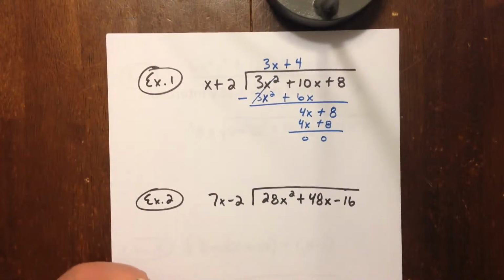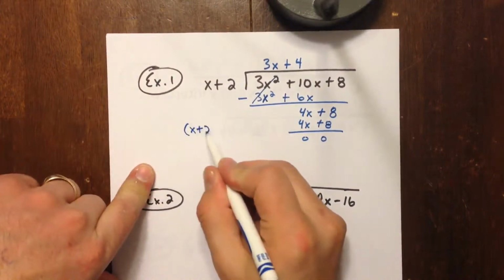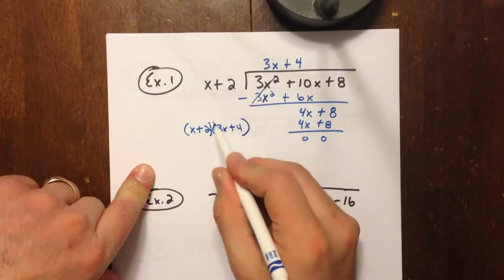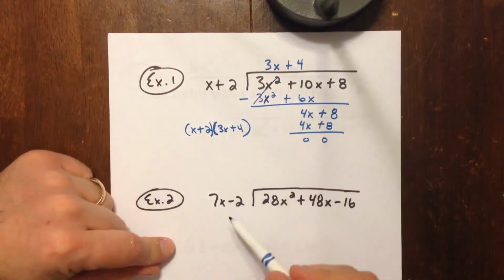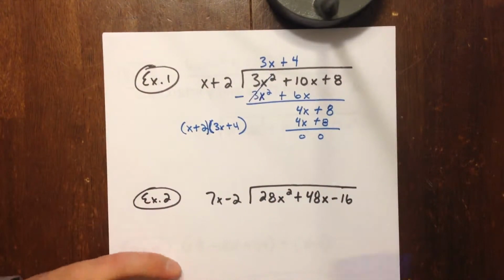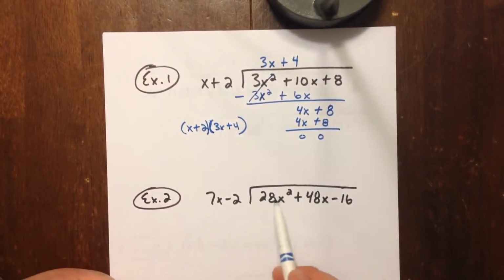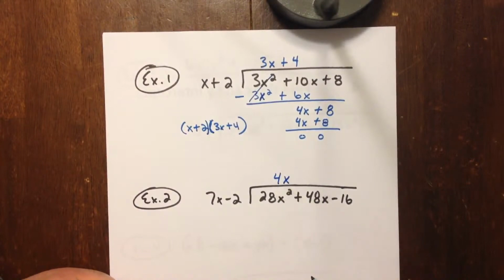Okay, I'm back. But basically, to see if you're right, FOIL. Basically, this times this should equal what's underneath. And if you do that, you'll see that you're correct. So here, how about this one? So 7x goes into 28x squared 4 times, or 4x times. Because when I do 4x times 7x, I get 28x squared.